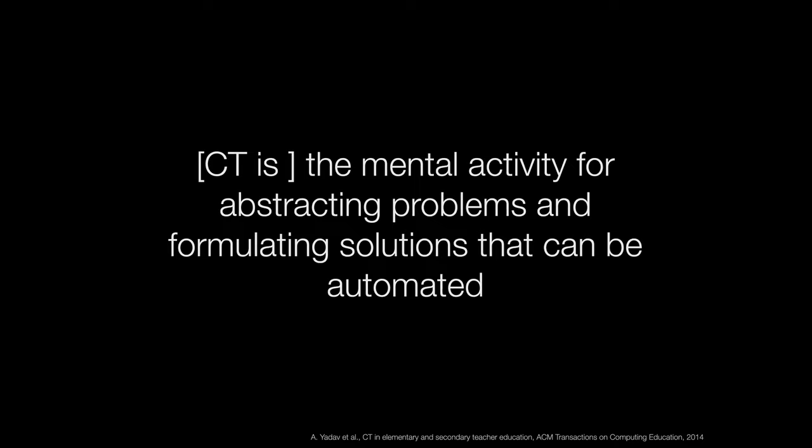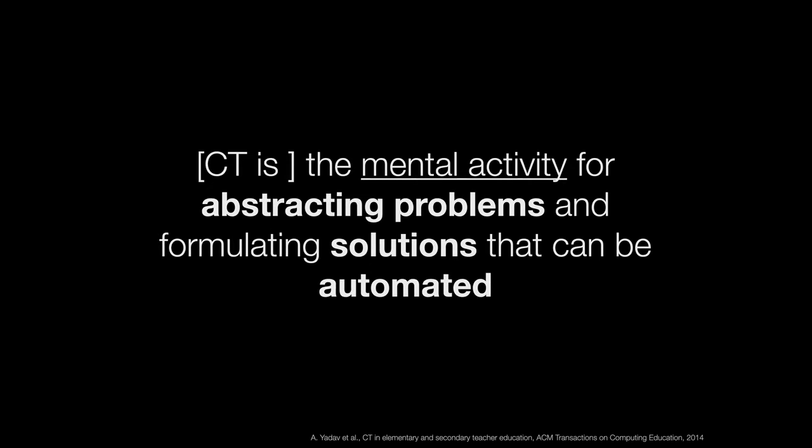Another definition given the same year when computational thinking became a thing is in a paper called Computational Thinking in Elementary and Secondary Teacher Education, about how computational thinking should be present in our education path. CT, computational thinking, is the mental activity for abstracting problems and formulating solutions that can be automated. Here we have mental activity, the thought process of before, for abstracting a problem, which is the same as expressing or defining a problem, and for formulating a solution. The difference with the previous definition is that here we want to automate the solution, okay?